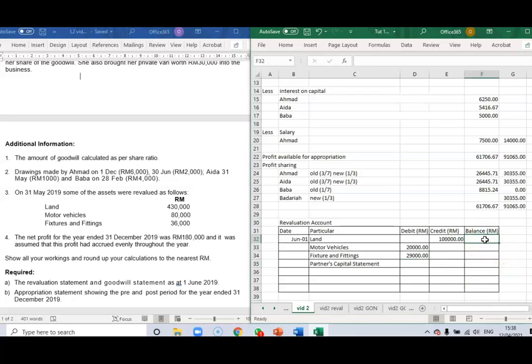So again, you need to calculate the balances so that you know if there is a surplus, or actually a shortage, in the value of the asset.